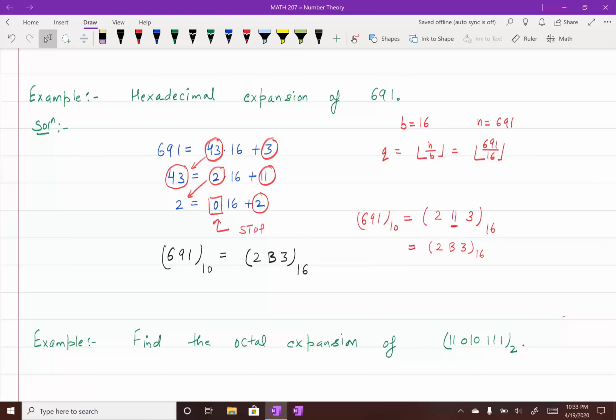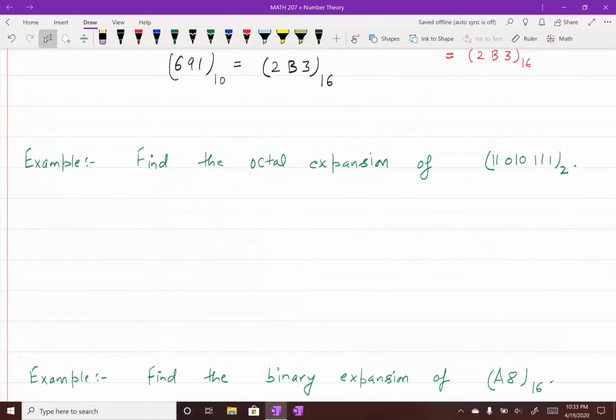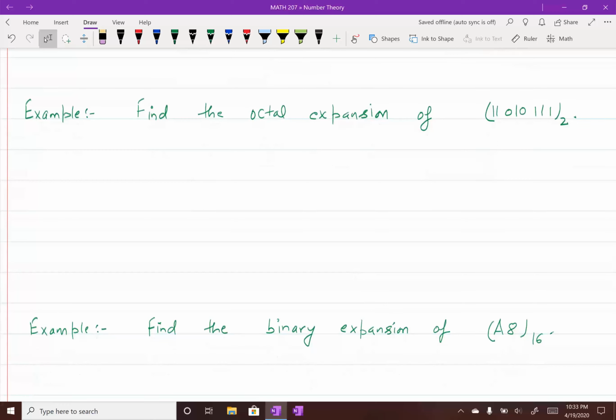The next thing we're going to learn is how to convert one expansion system into another expansion system. So for example here, can you find the octal expansion of this binary expansion of an integer which is given in the form 1 1 0 1 0 1 1 1 with the base 2?